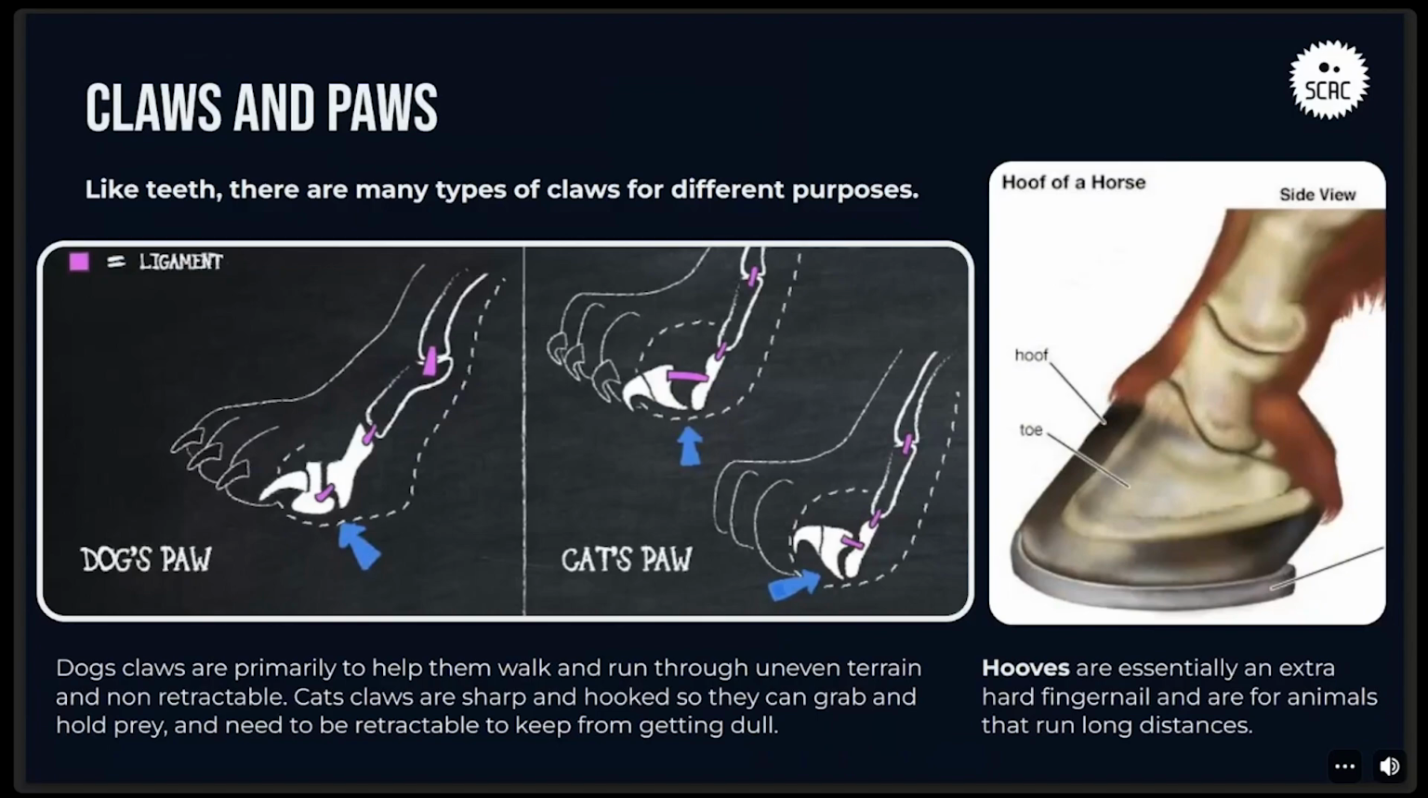Cat claws are sharp and hooked and made to grab onto prey and hold it very closely, like we talked about with the predator teeth. That said, they need to be retractable in order to keep that sharpness. That's why you'll see cats often sharpening their claws on furniture and trees. They're trying to keep their adaptations honed.